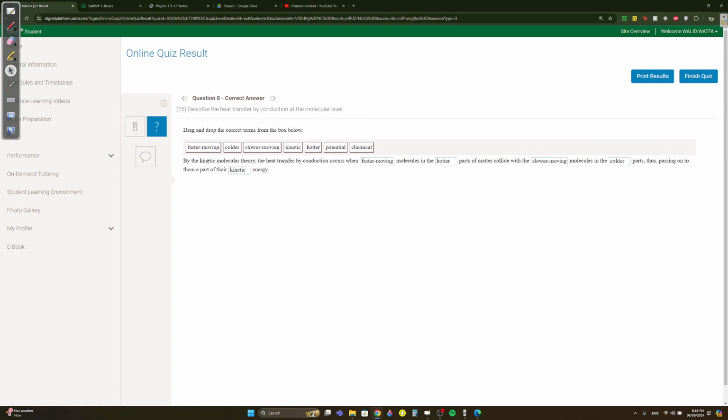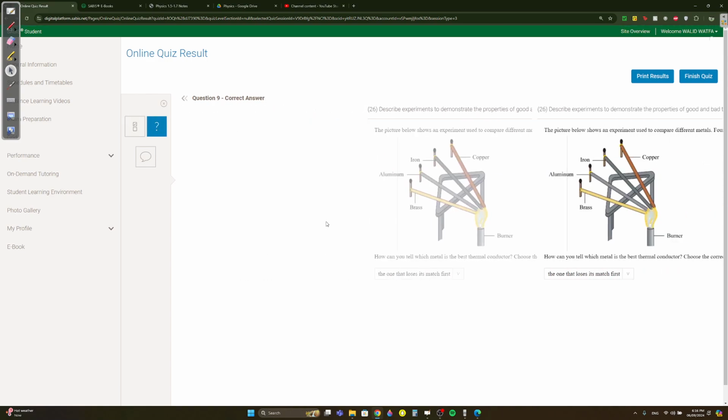Question 8. By the kinetic molecular theory, the heat transfer by conduction occurs when the faster moving molecules in the hot parts collide with what? With the slower moving molecules in the colder parts. What happens when they collide? Poof. They transfer to them a part of their kinetic energy. So the fast ones transfer some kinetic energy to the cold ones.